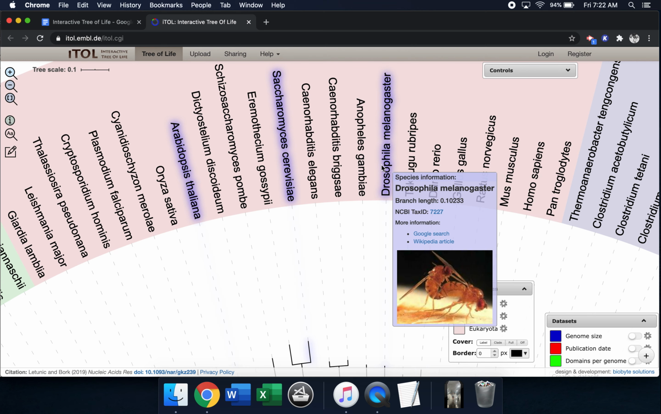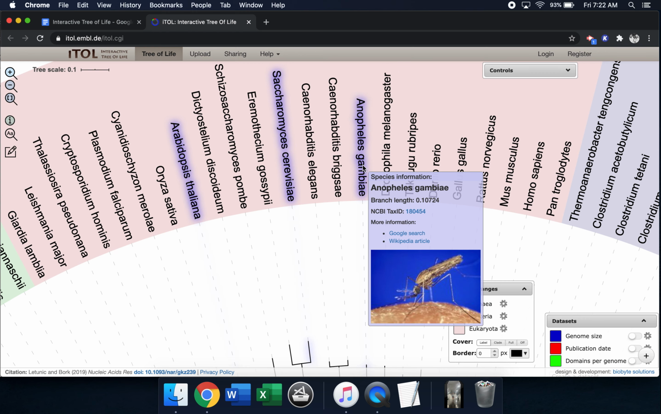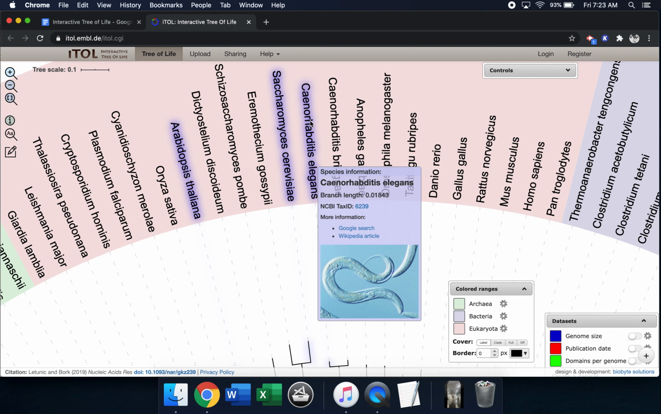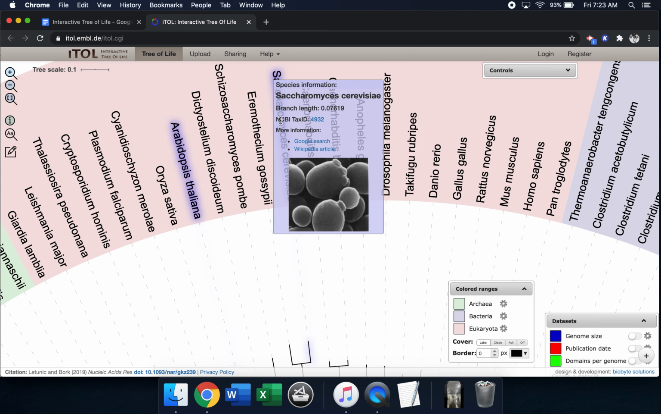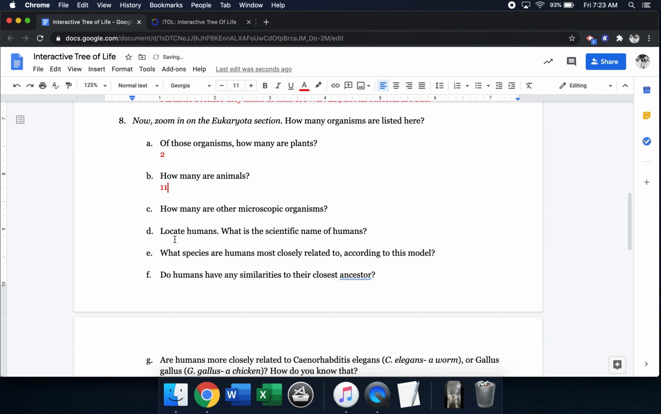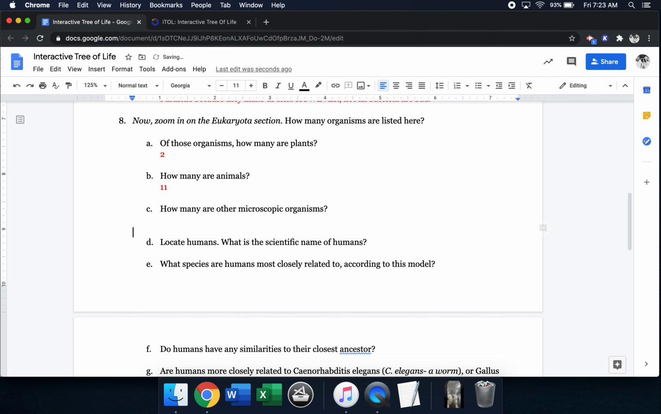Fruit fly, 8. Mosquito, 9. Worm, 10. Smaller worm, 11. And this guy is getting into our microorganisms again. So it looks like 11 are animals. All right, so that would mean the rest of them are going to be microscopic organisms.